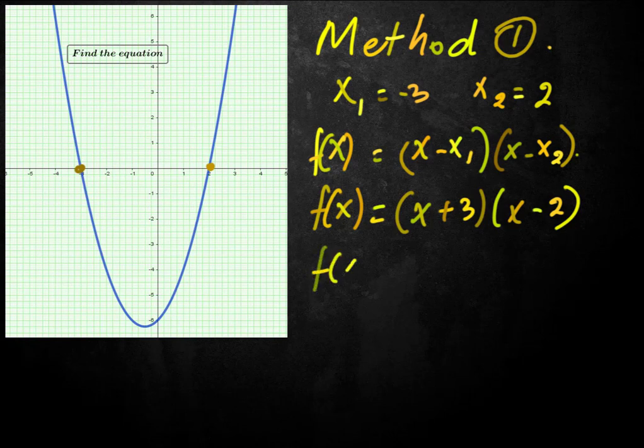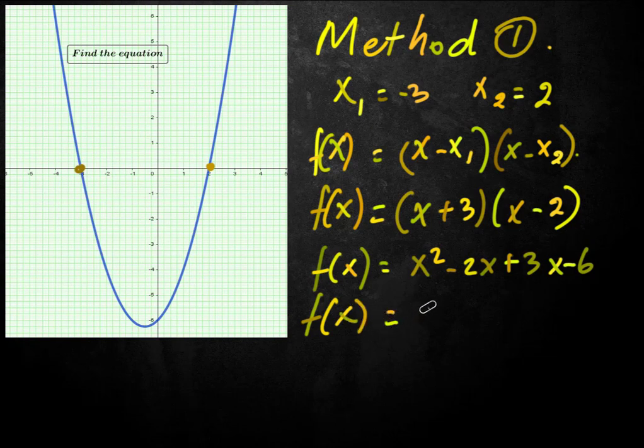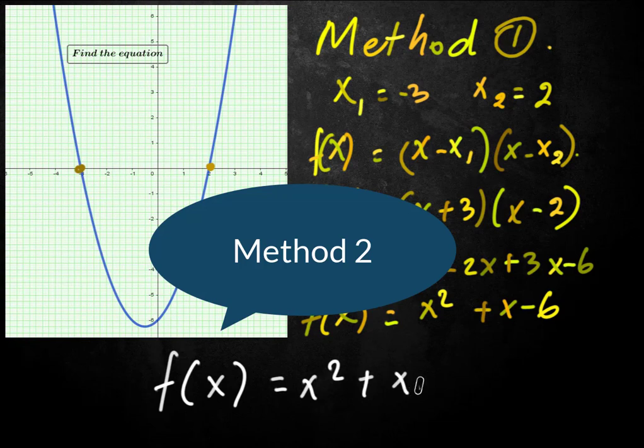And we do the distribution here. So we get f of x is equal to x squared minus 2x plus 3x minus 6. So that yields f of x is equal to x squared plus x minus 6. That one was simple, and we can conclude that our equation here is x squared plus x minus 6.